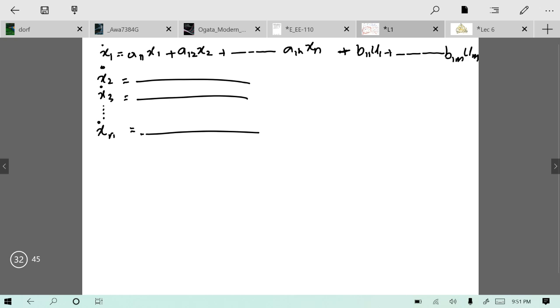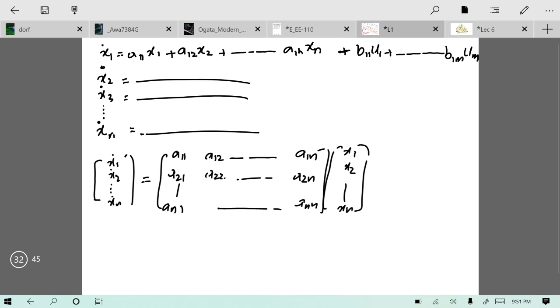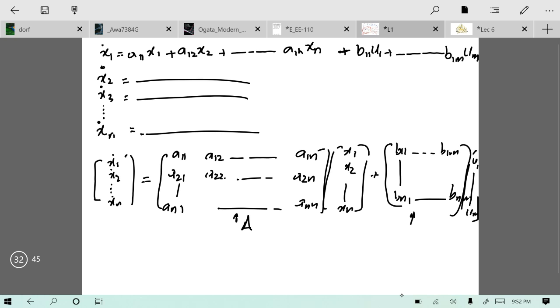If we try to write it in terms of matrix, then it would be like x1 dot, x2 dot, and xn dot is equal to, this matrix would be n cross n, a11, a12, a1n, a21, a22, a2n, similarly an1, and this is ann, multiplied by x1, x2, and xn. I am trying to write the above thing in generalized form. Plus, similarly, the constants with the input b11, b1m, bn1, and bnm with u1 and um. So this matrix is called A matrix, this matrix is called B matrix.